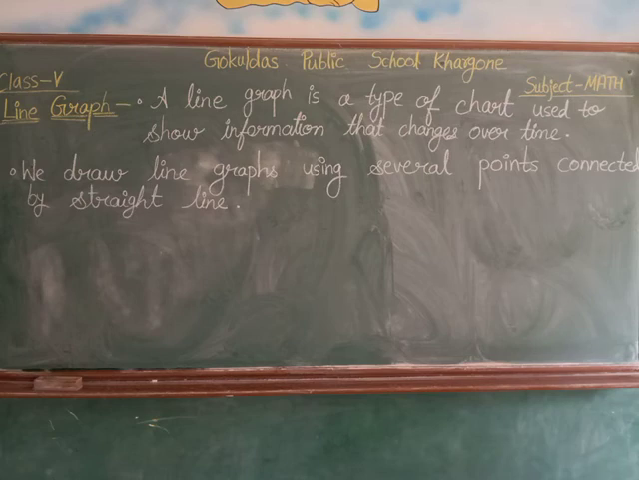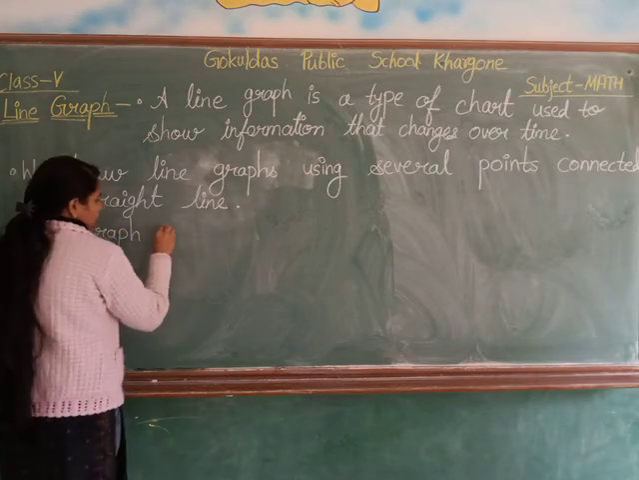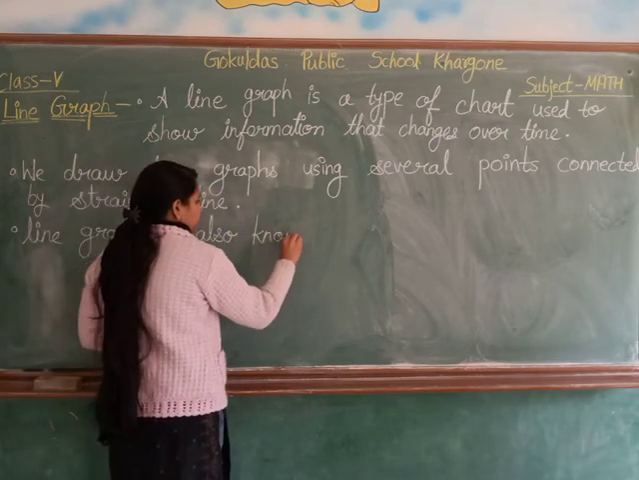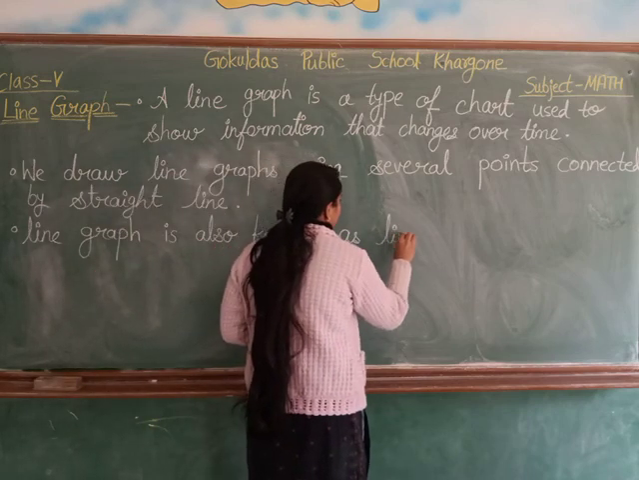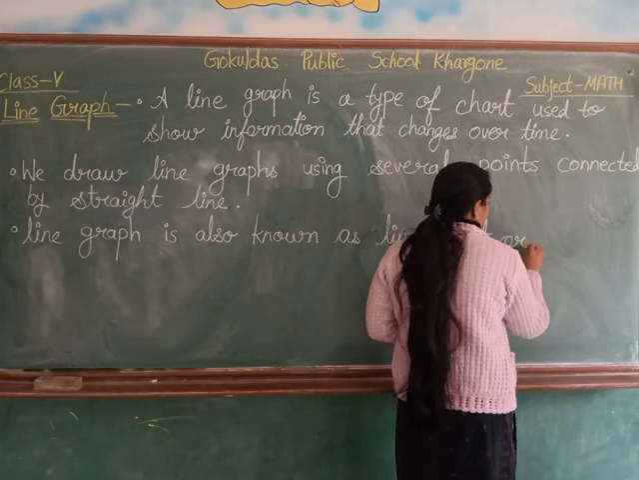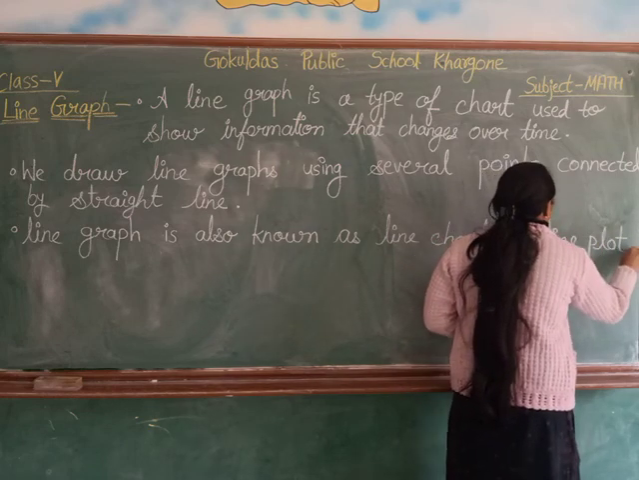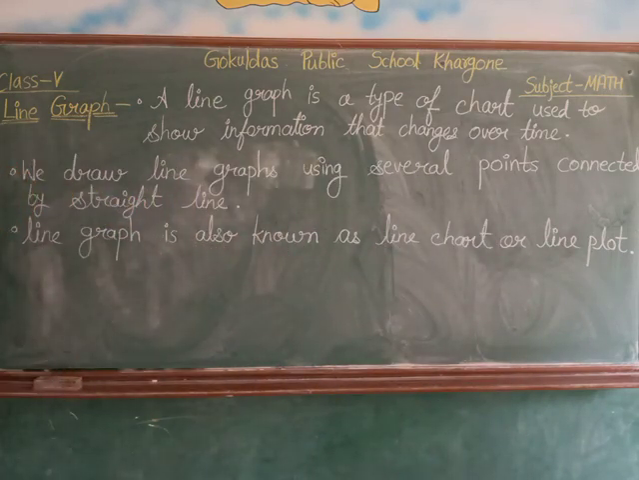Next point. A line graph is also known as a line chart or line plot.